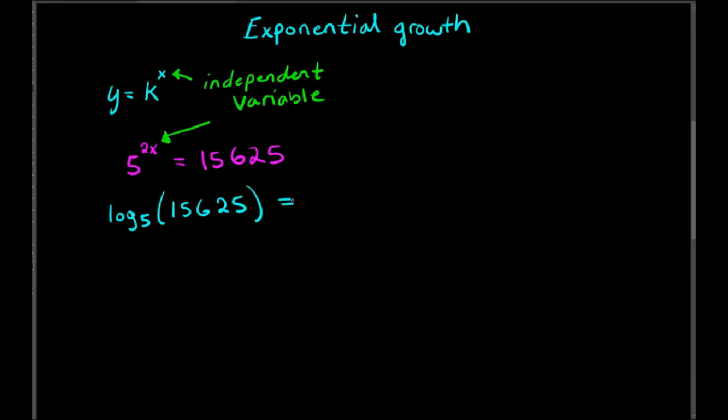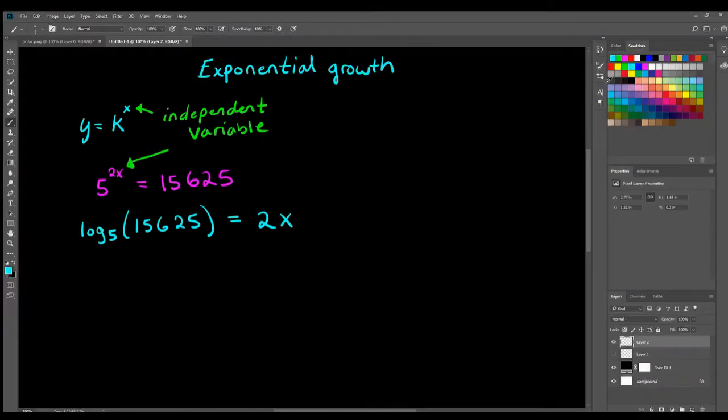One way to think about it is I'm taking log base 5 of both sides. The inverse function of 5 to some power is the log base 5. So effectively what I've done here is I've taken log base 5 of both sides, and that will get rid of my exponent. And I've got log base 5 of 15,625 is equal to 2x.